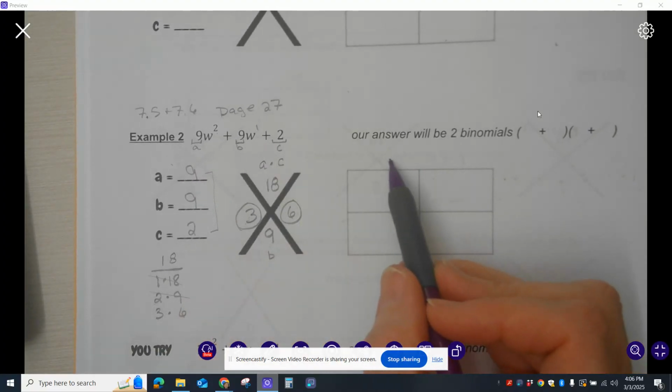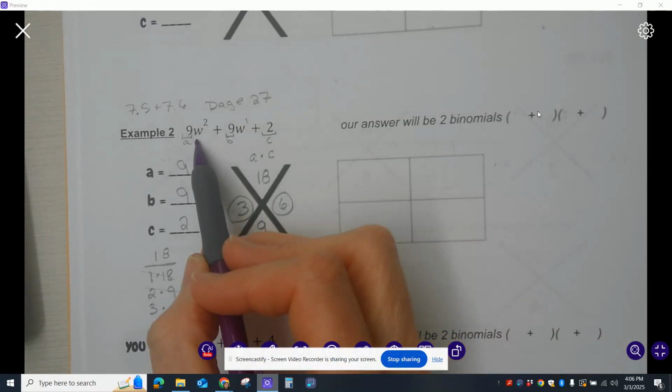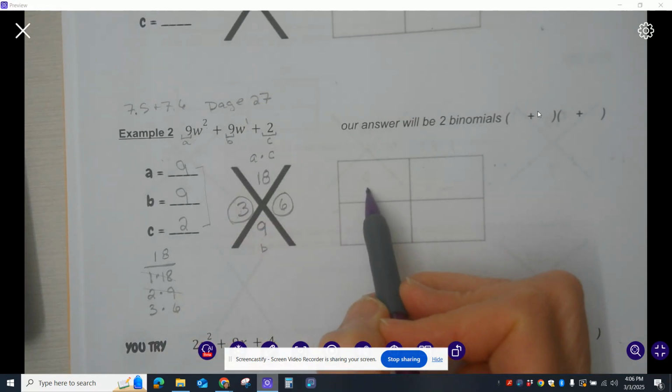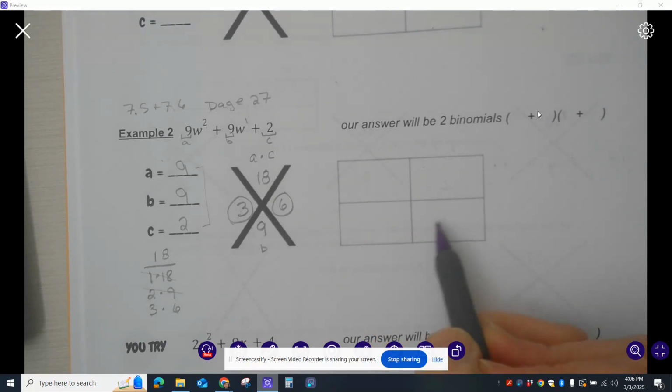And then our job is to find the outside of the box. Now if I want to put this in the box, maybe I would put 9w squared here, and 9w here, and 2 here. I have an extra box.